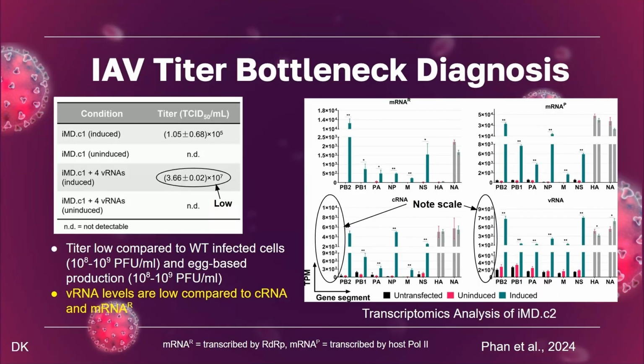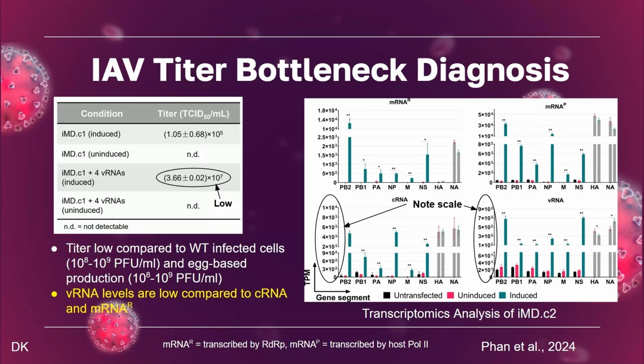So one of the things they noticed was that the viral RNAs produced using this approach were actually low when compared to wild-type infected cells or cells produced by egg-based production. And as you can see on the figure on the left, the titer levels of clone 1 of the inducible master donor cell line were on the order of 10 to the 7th. But when you look at wild-type cells or cells produced by egg-based production, they're typically on the order of 10 to the 8th to 10 to the 9th PFUs per mL.